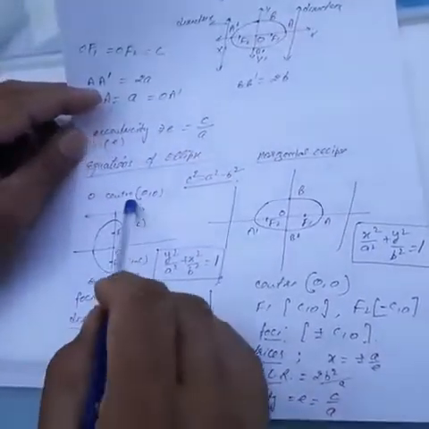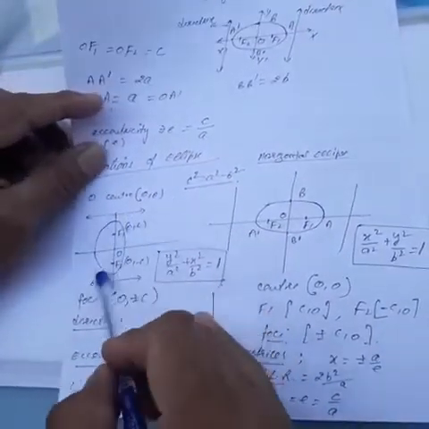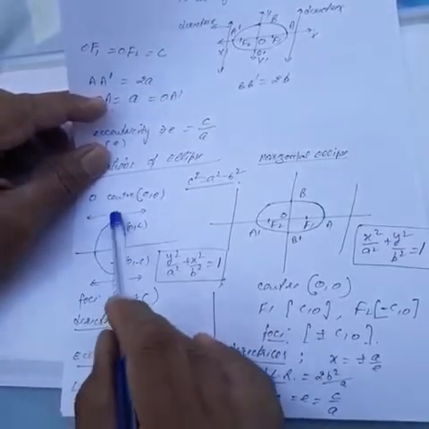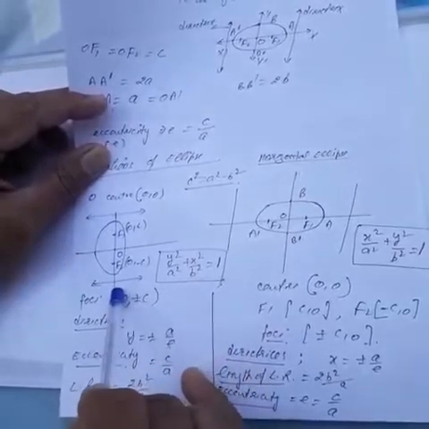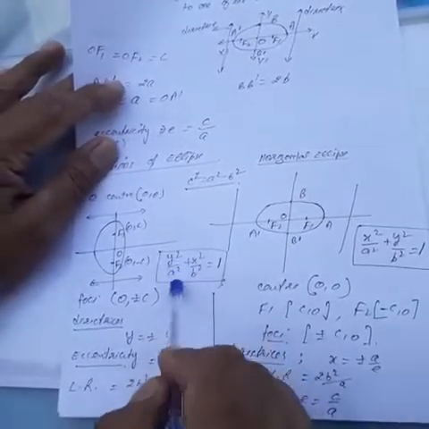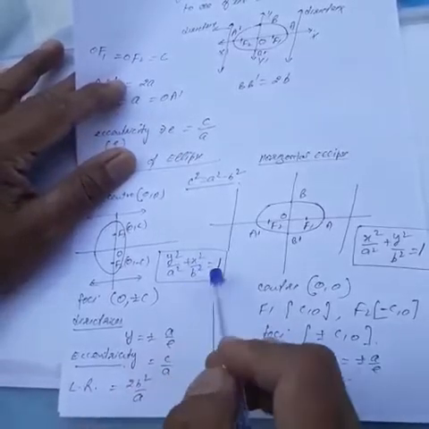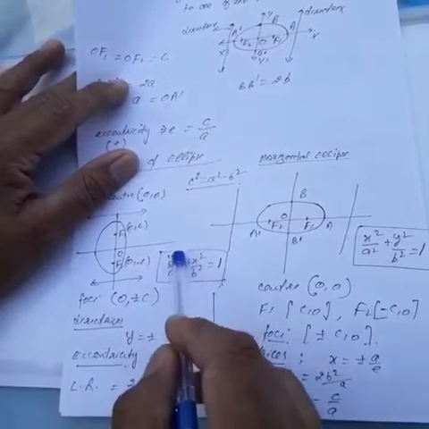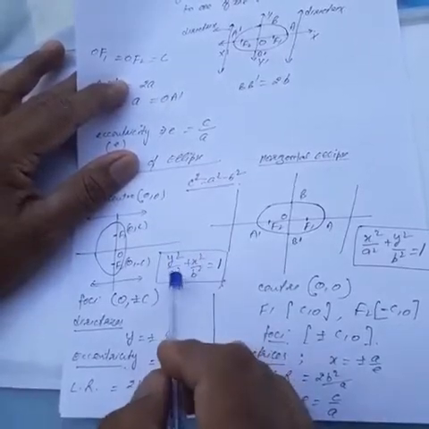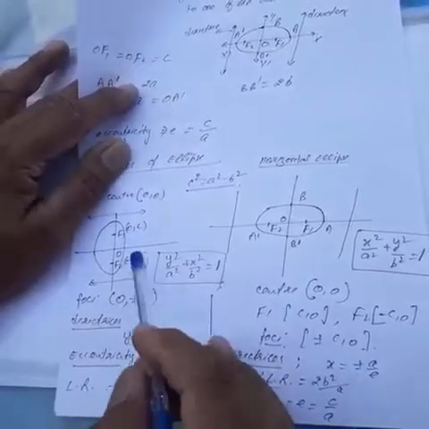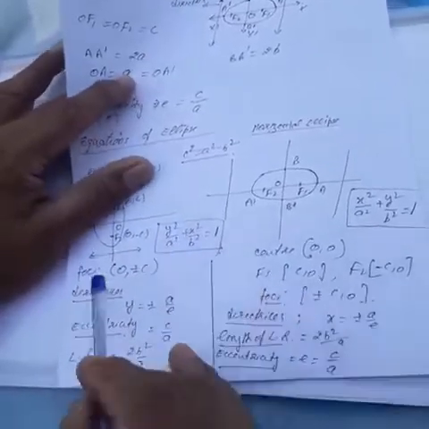Second is the vertical ellipse. This will be the shape of the ellipse. This is the first focus, this is the second focus. The major axis is on the y-axis now. The equation will be of this type: y square upon a square plus x square upon b square equals 1. Now the greater value will be under y square. This greater value will decide that this is a vertical ellipse. The greater value is now under y square.